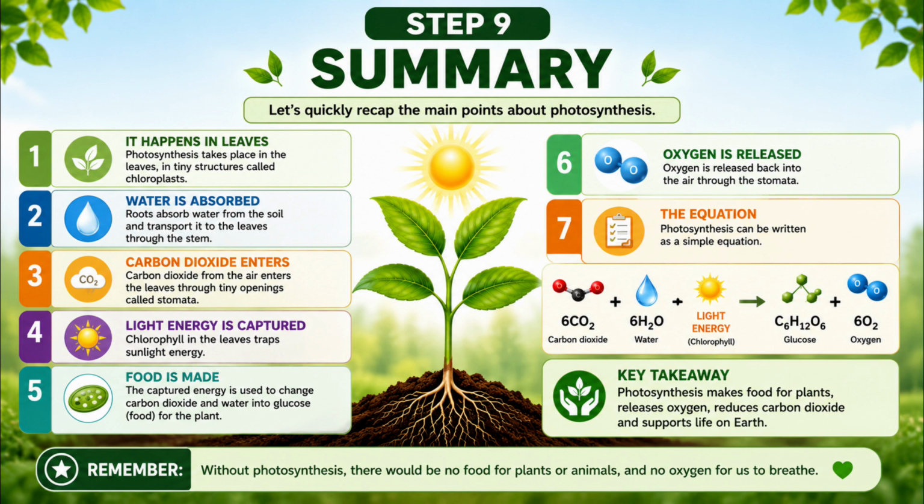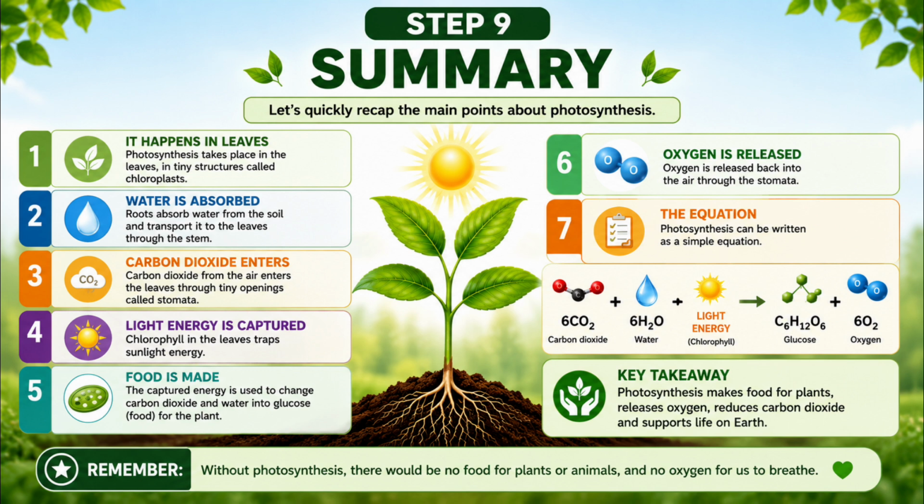Photosynthesis takes place mainly in the leaves, inside tiny structures called chloroplasts, where chlorophyll captures the sun's light energy. The roots absorb water from the soil and transport it through the stem to the leaves. At the same time, carbon dioxide enters the leaves through tiny openings called stomata. Using light energy, the plant combines water and carbon dioxide to produce glucose, which serves as food for growth, repair, and energy storage. During this process, oxygen is released into the atmosphere through the stomata.